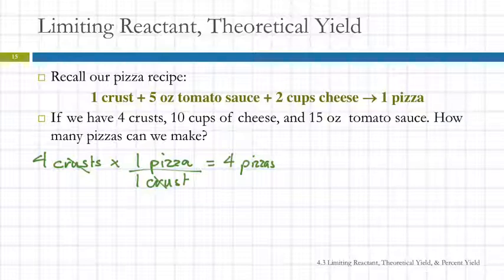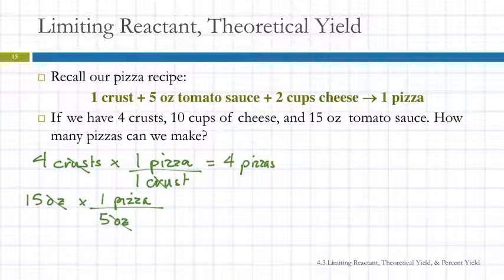Tomato sauce, 15 ounces, and we get 1 pizza for every 5 ounces. Ounces cancel out. 15 divided by 5 is 3. So when I make 3 pizzas, I'm going to run out of sauce. Can I make more? No, I can't. So could I make 4 pizzas? No. Well, let's check the cheese.